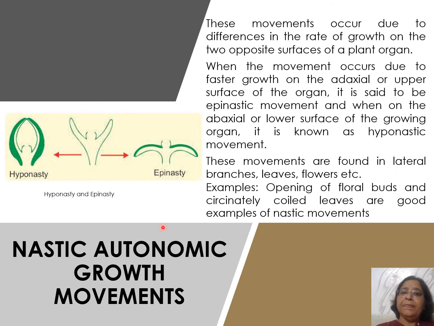The stimulus is internal. These movements occur due to differences in the rate of growth on the two opposite surfaces of a plant organ: hyponasty and epinasty. When the movement occurs due to faster growth on the adaxial side, this is the flower, this is the upper side, this is the lower side. The upper side is known as the adaxial surface, and the lower side is known as the abaxial or ventral. Upper is dorsal, you can say, adaxial you can say.